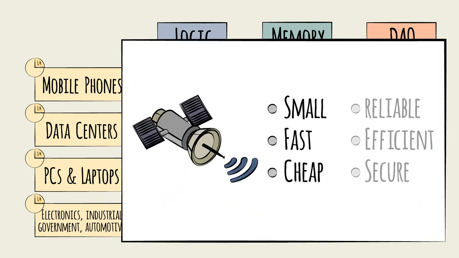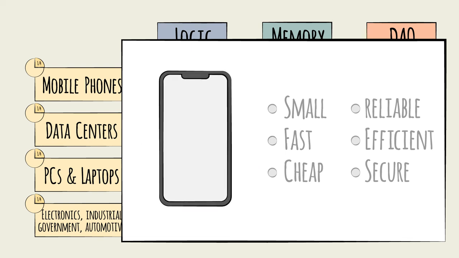For satellites, for example, the value is on speed more than small size or low cost. They have plenty of space for tiny chips, and the chip will be a small proportion of the overall cost. A phone, on the other hand, needs to be small, fast, and low cost.